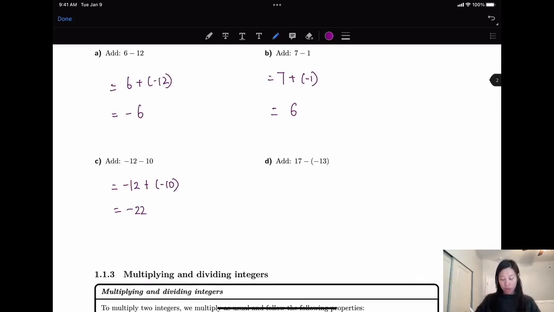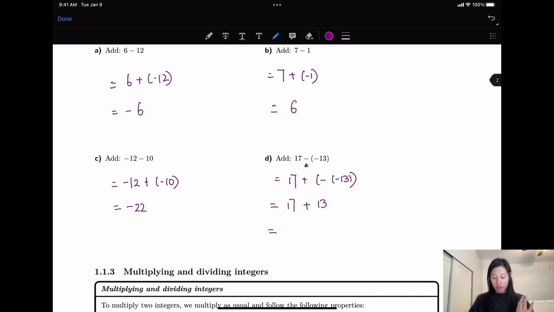In here, this is a little bit complicated because how can we add these? They have a negative sign. How can we turn this into a positive? So we can do 17 plus negative negative 13. Well, a negative of a negative gives you a positive. So now we have 17 plus 13, which is 30.